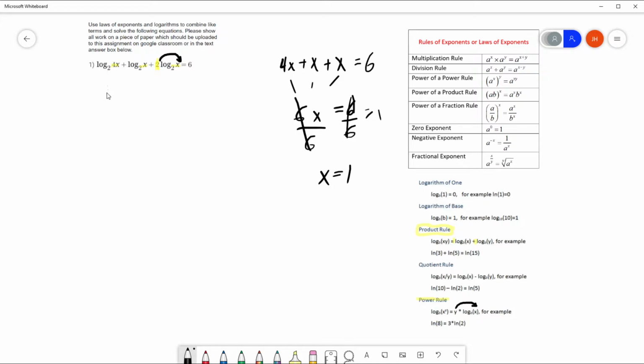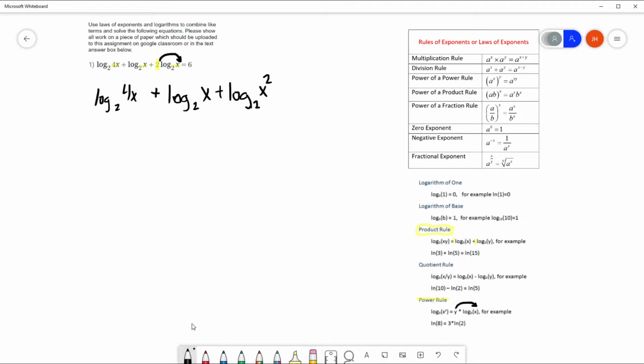So this should be rewritten as log base 2 of 4x. I'd recommend not getting lazy, by the way, about rewriting things when you're doing math. Because if you get lazy and don't write the base 2 there, for example, you might end up forgetting that it was base 2. So actually rewrite everything: log base 2 of 4x plus log base 2 of x plus log base 2 of x squared, and it all equals 6. All I've done from this to here is bring the 2 into the power on x.